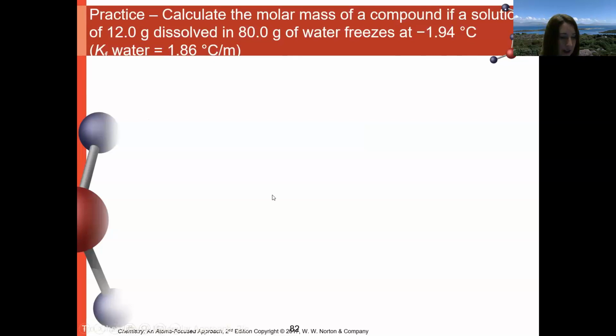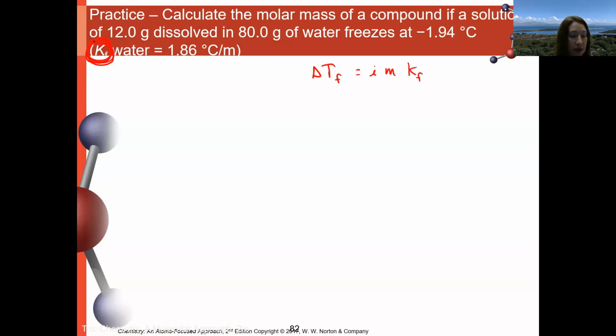I just fixed it. So this one says, calculate the molar mass of a compound if a solution of 12 grams dissolved in 80 grams of water freezes at negative 1.94 degrees Celsius. The Kf for water is 1.86. Okay, so handy things that can help you with your exam. Number one, if you see this Kf, look for that equation: delta T, the change, is i m Kf.